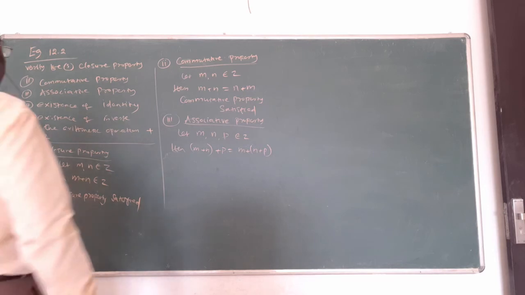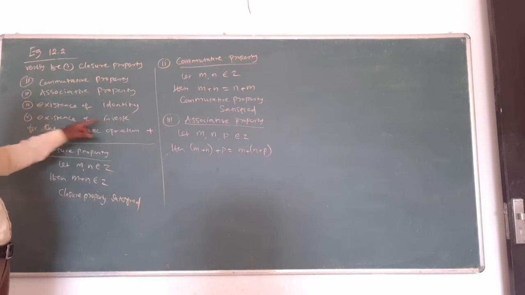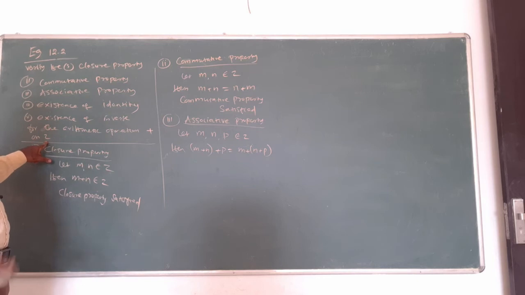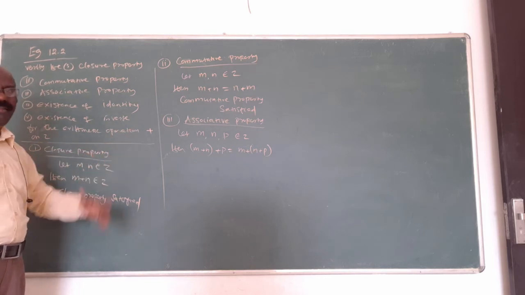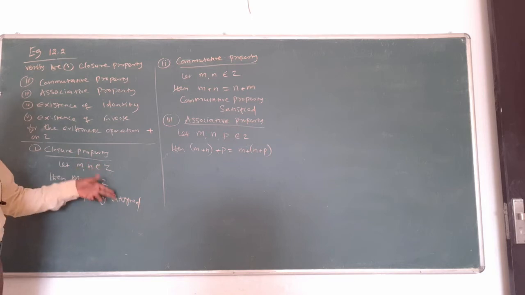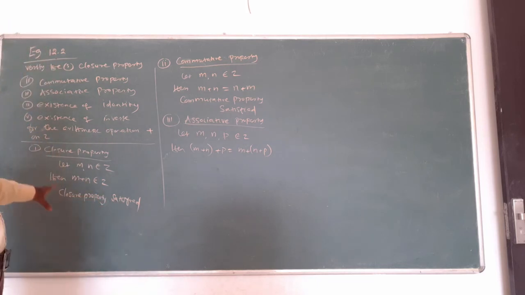Listen here. Example 12.2. You want to verify closure, commutative, associative, identity, inverse of the arithmetic operation plus on Z. Z represents integers. Plus means addition. For closure, you take any elements m, n belongs to Z, then adding together we get m plus n belongs to Z. That's why closure property is satisfied. In this way, you want to prove.